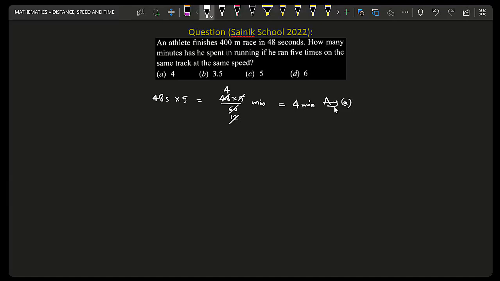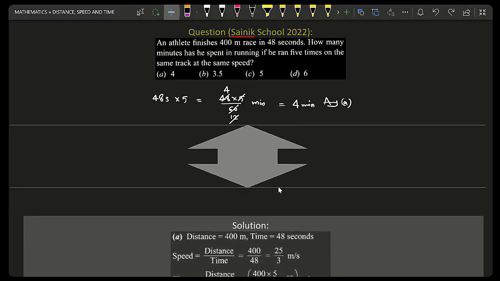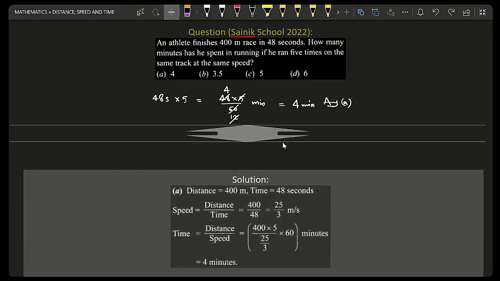What is that? Sir, 400 meters. Yes, separating the not useful data is also important. So 400 meters is not used in this question, but still we get the answer, 4 minutes.